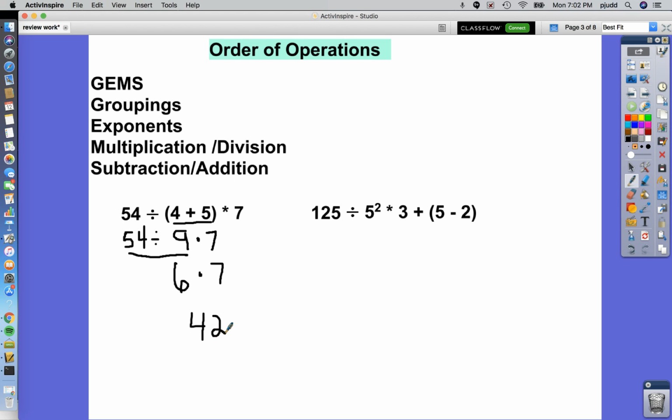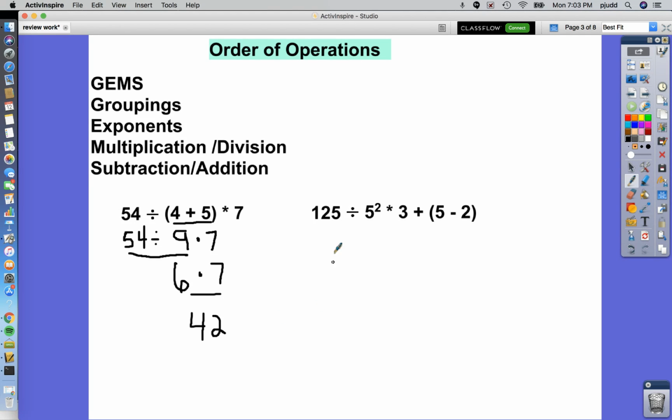And you should have all of these steps listed on your paper. We did groupings, no exponents. We did division because it came first, and then multiplication. And our final answer is 42.